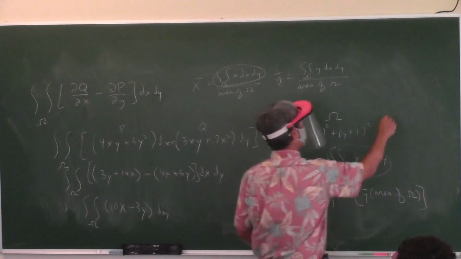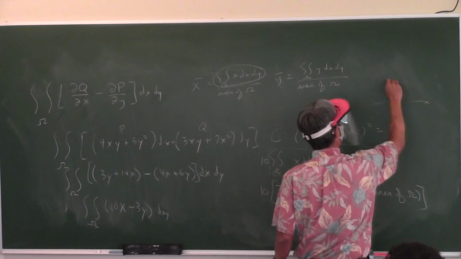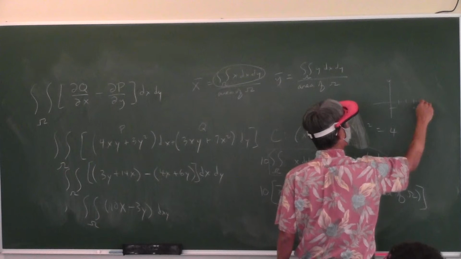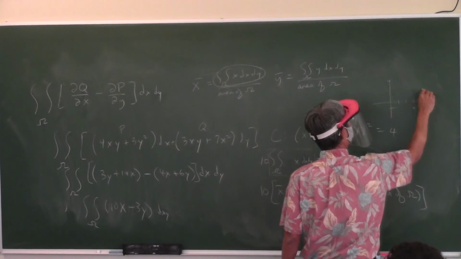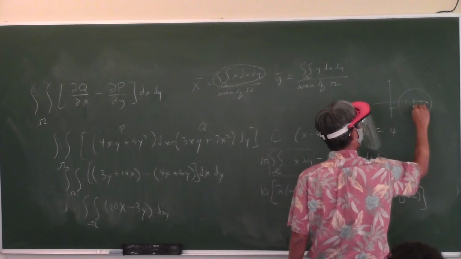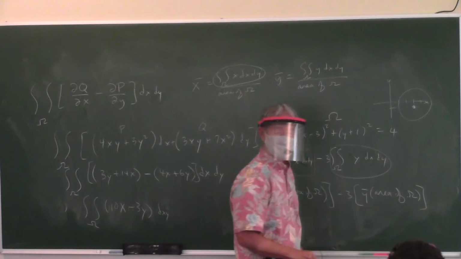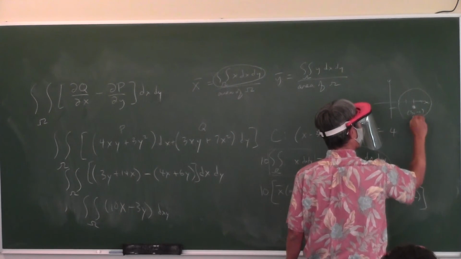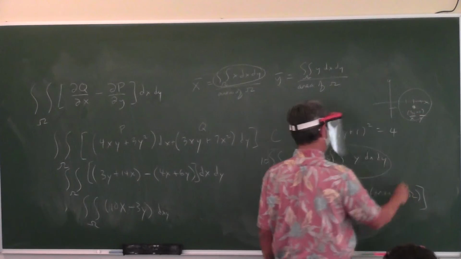Okay, well, this is a circle, center at (3, -1), radius 2. So what is the centroid? Isn't the centroid simply the center of the circle then? Which is (3, -1). So this is x bar, and that's y bar.